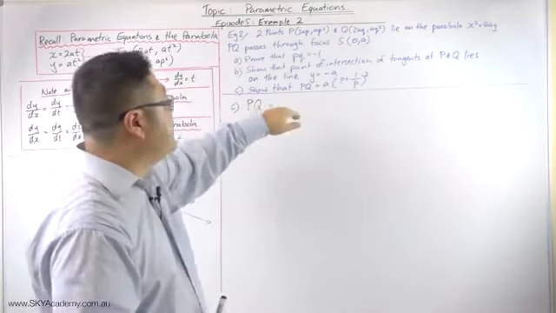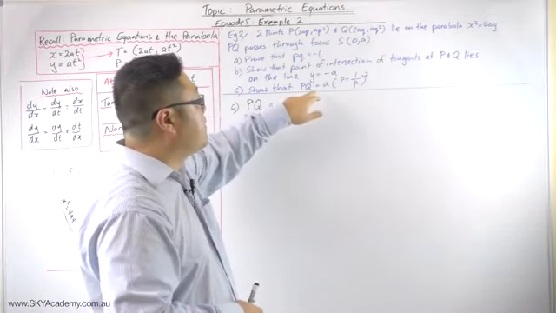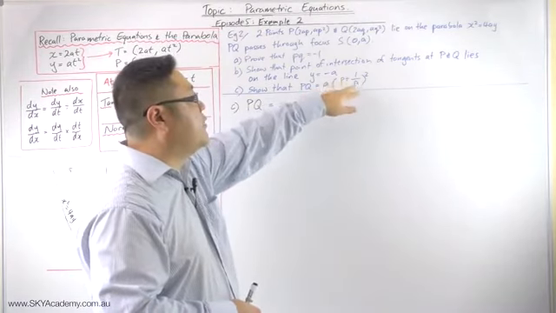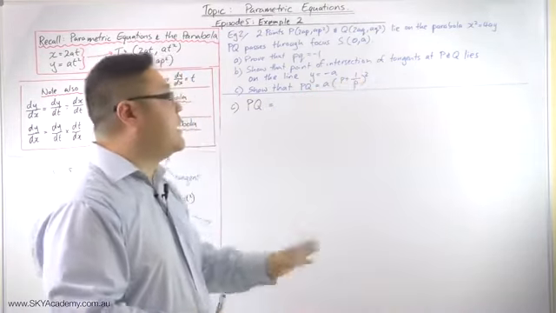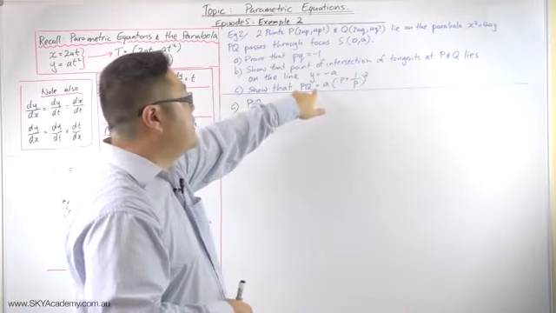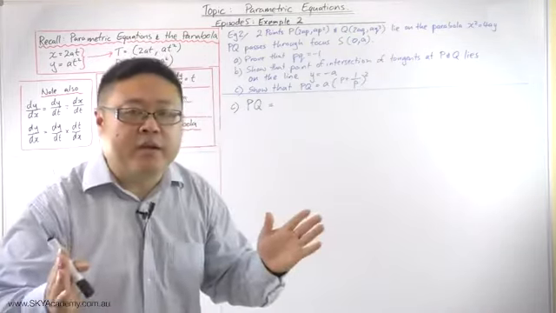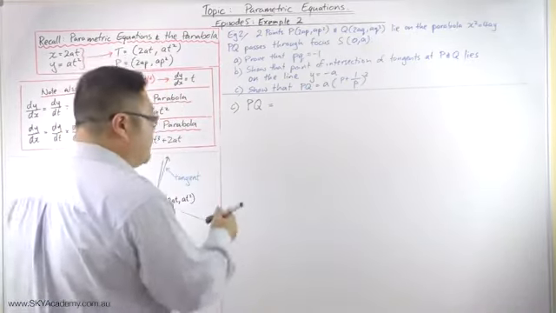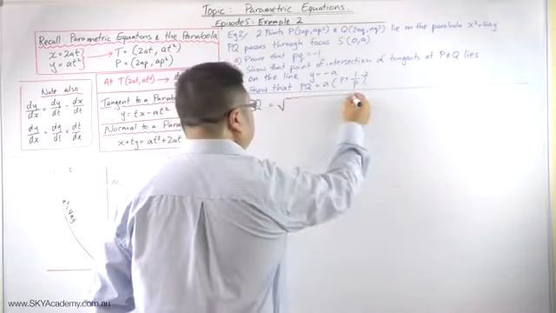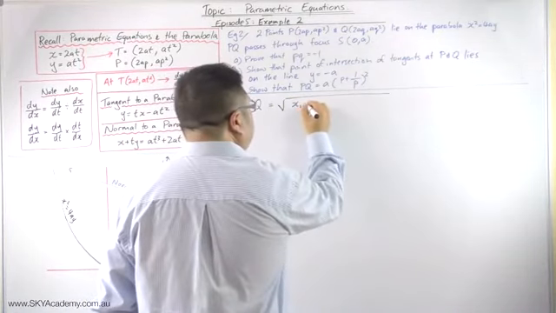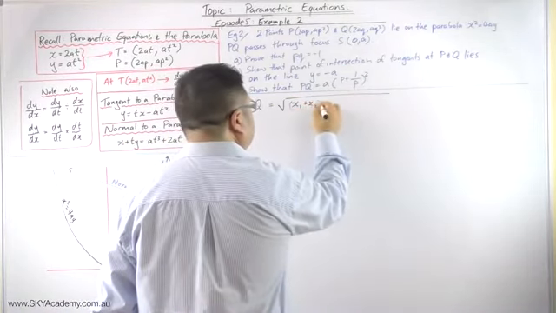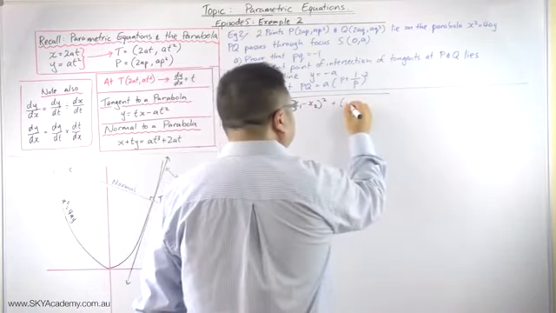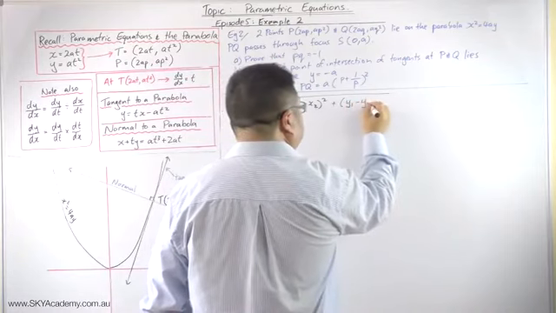Now, part C says, show that PQ is equal to a(p + 1/p) in brackets all squared. Now, basically what that means is PQ, the distance PQ, not the equation PQ. Okay, so we're looking for the distance. Now, we will remember that the distance formula is basically the square root of (x1 - x2) all squared, plus (y1 - y2) all squared.